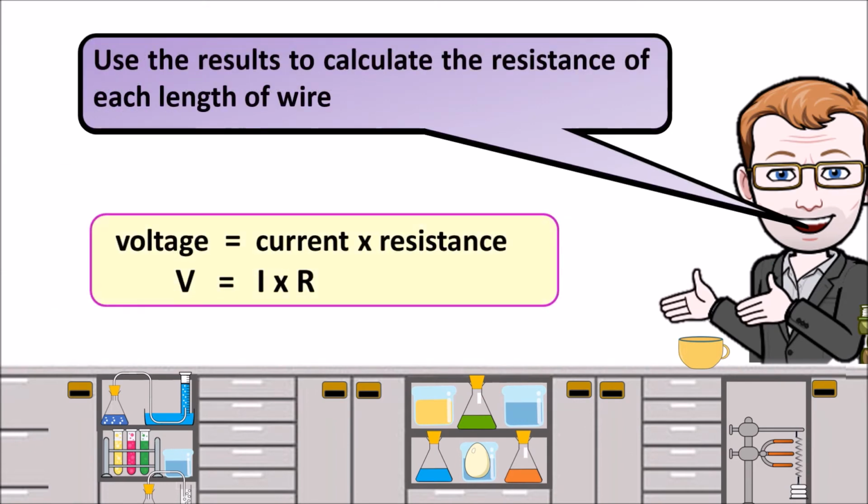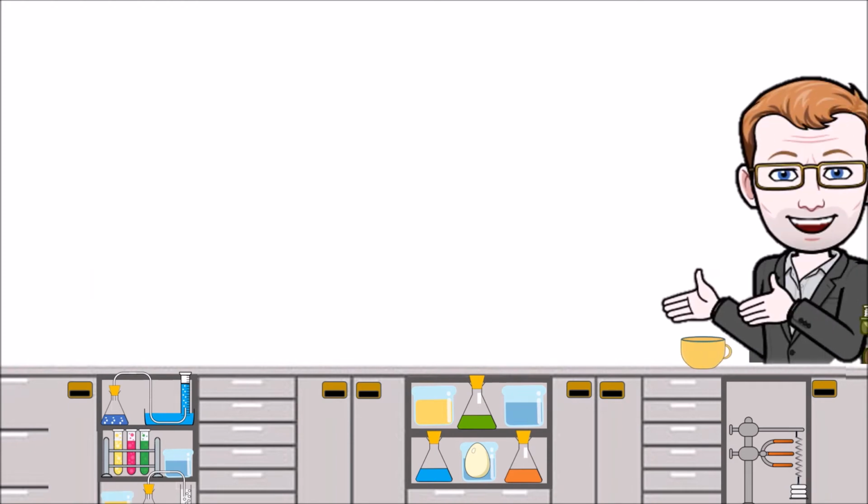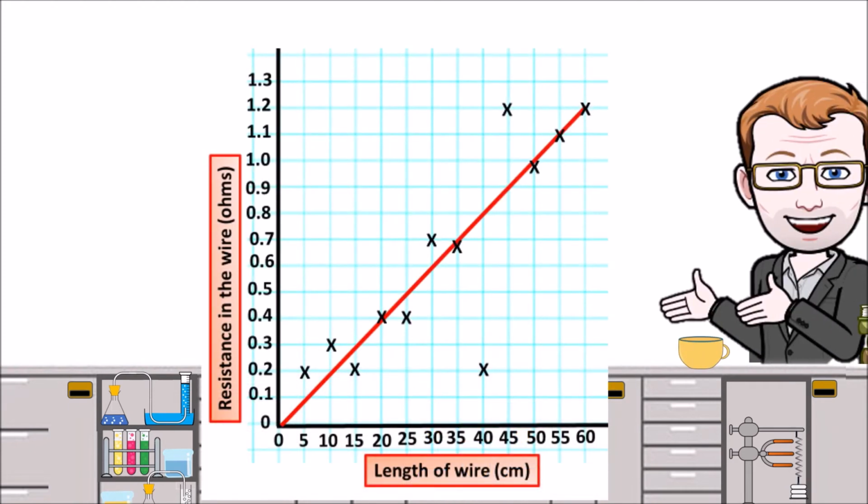You can then use the results to work out the resistance using the equation below, by rearranging it to voltage divided by current equals resistance. If we put it onto a graph, it would look something like this. So we can see there that as our length of wire increases in this graph, then the resistance should also increase.